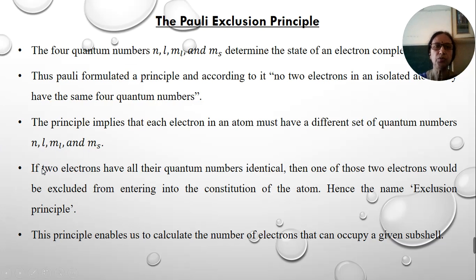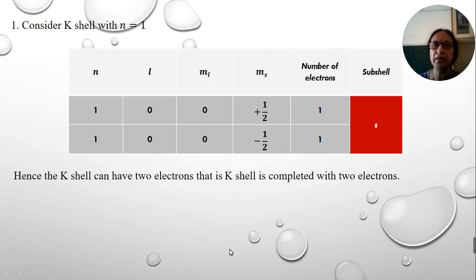So if two electrons have all four quantum numbers the same, then one of the electrons would be excluded from entering into the constitution of the atom. Thereby, this principle has got the name exclusion principle. This principle enables us to calculate the number of electrons that can occupy a given subshell. Now, I will take one or two examples here.